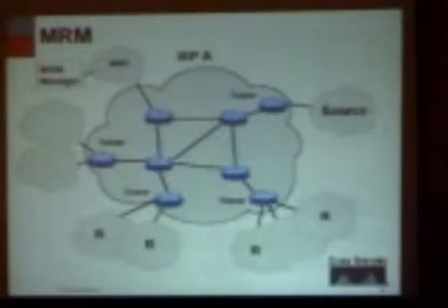So here's what that looks like in a diagram. If this is our backbone in ISP A, and as I mentioned, here's a source up here, what we want to do is to be able to look at the latency of that particular forwarding backbone.